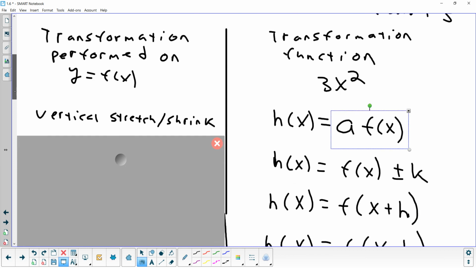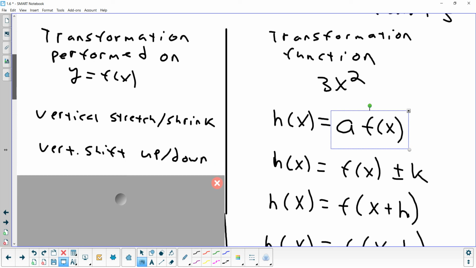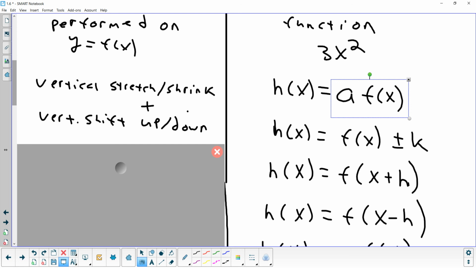How about adding or subtracting a number at the end of a function? How does that move a graph? Yep, vertical shift up or down, and it would be common sense what you would expect, plus is up, minus is down. Now the horizontal, I broke it into two separate ones because it's a little more confusing.